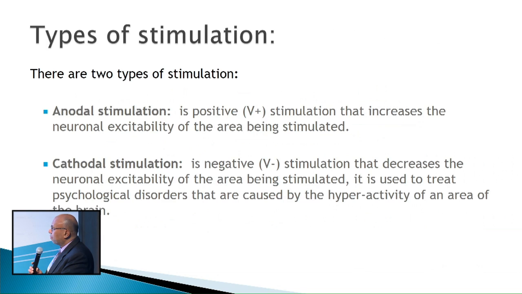Types of stimulation. There are two types of stimulation. Either anodal stimulation is a positive stimulation that increases the neuronal excitability of the area being stimulated, or cathodal stimulation is a negative stimulation that decreases neural activity of the area being stimulated. It is used to treat psychological disorders that are caused by hyperactivity of the area of the brain. So if there is hyper-excitability, we can modulate it through the cathodal. If there is lack of the cortical drive, we can stimulate it through the anodal stimulation.